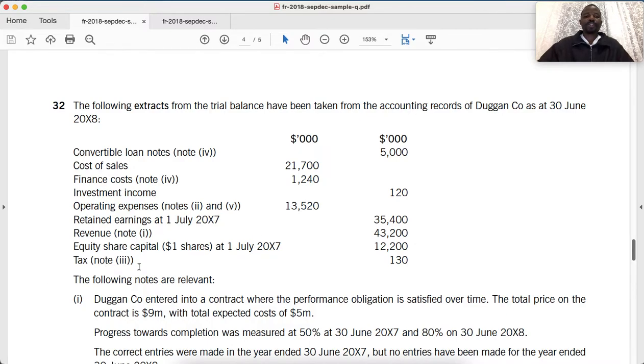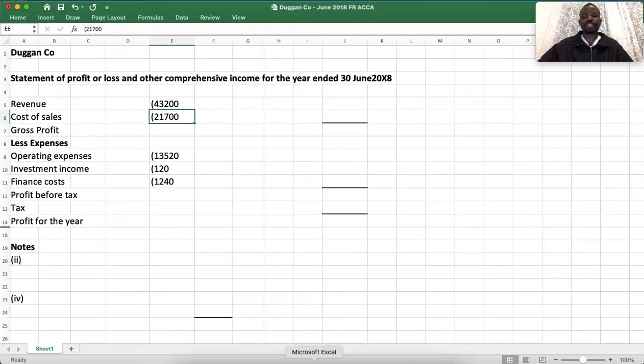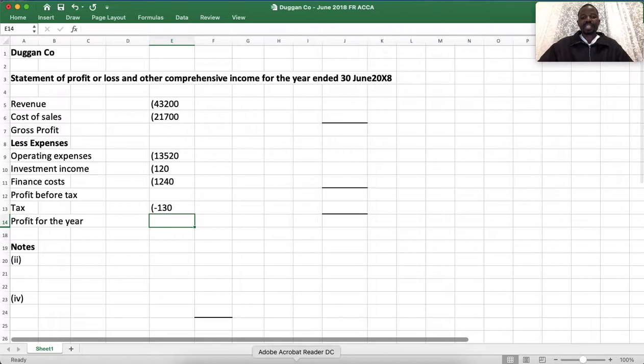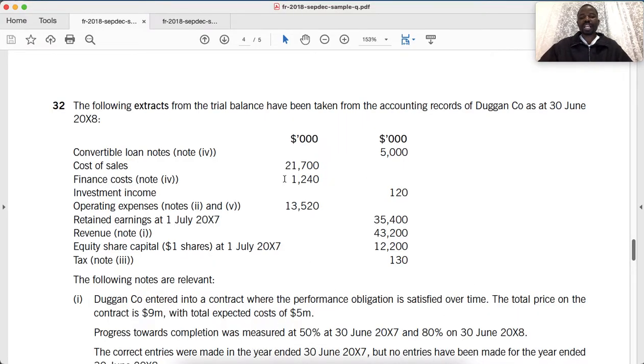Tax, we have got 130 credit. If we have got a credit, it means we have over provided in the previous period. So if we have over provided, it means we have allocated too much expenditure in the previous period, so we have to reduce the current expenditure, which is the current tax. We have to subtract the 130. So we have to subtract the 130 like that. Now we have taken everything from the trial balance.